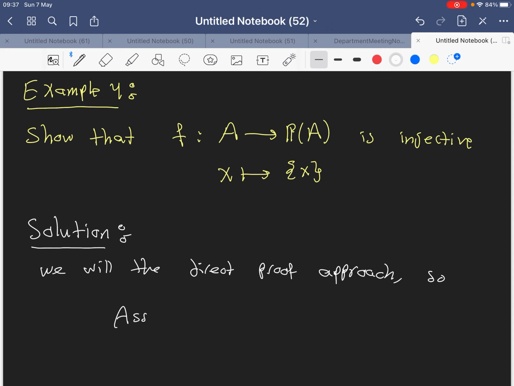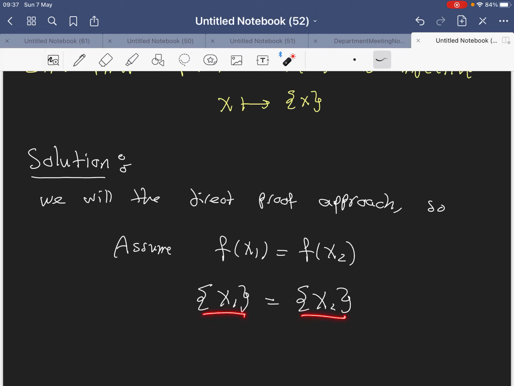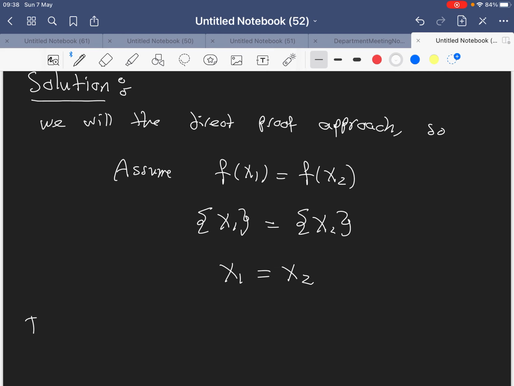So assume f of x1 equal f of x2. Of course, x1 is this one, x2 is this one. Now, here I have two sets. Each set is a singleton. This set has x1, this set has x2, and they are equal. That means there's only one way this could happen, which is that x1 is in fact the same as x2. Thus, my function is injective.